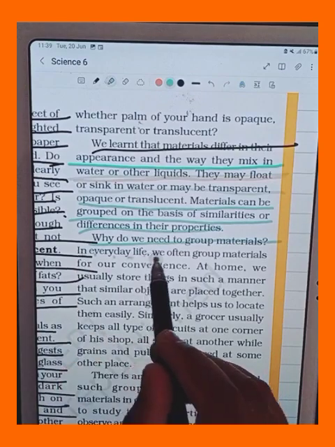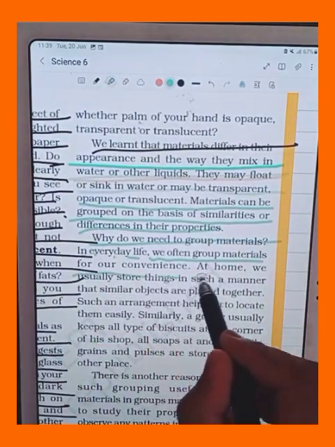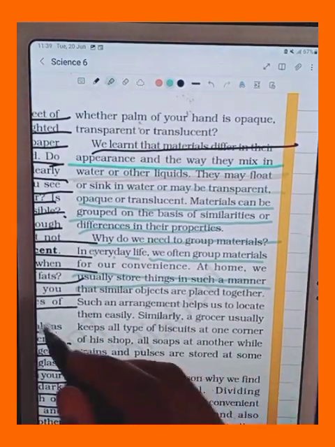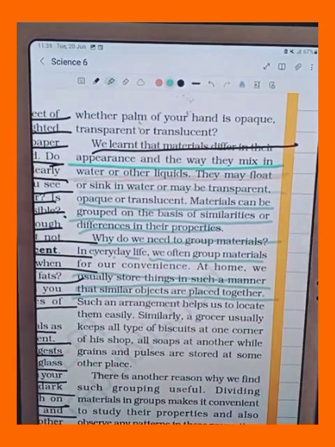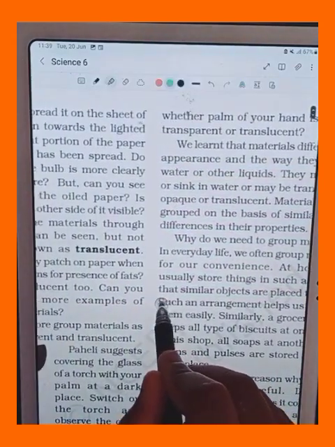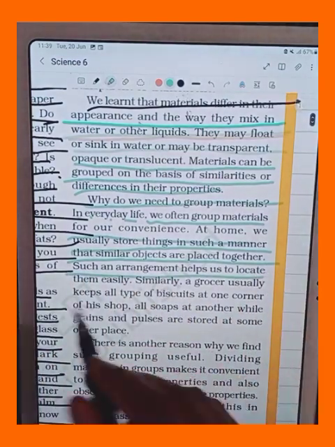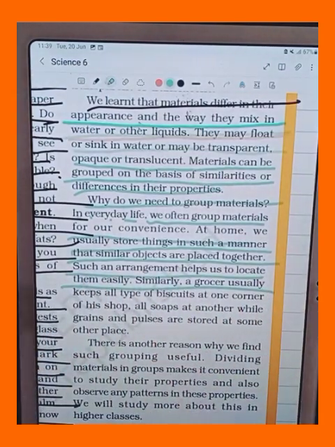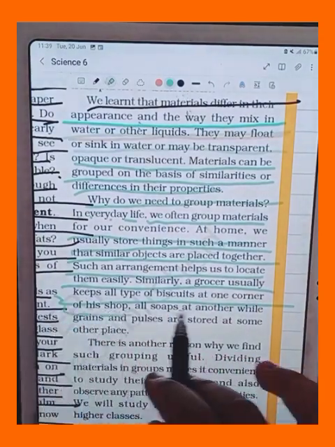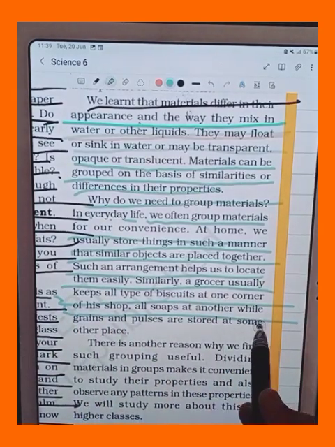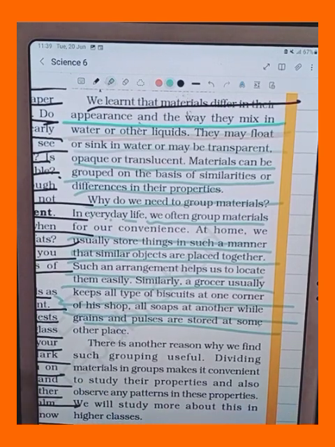In everyday life, we often group materials for our convenience. At home, we usually store things in such a manner that similar objects are placed together. Such an arrangement helps us to locate them easily. Similarly, a grocer usually keeps all types of biscuits at one corner of his shop, and other items are stored at other places.